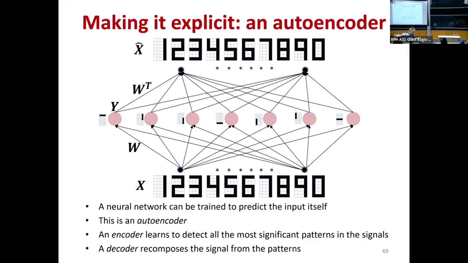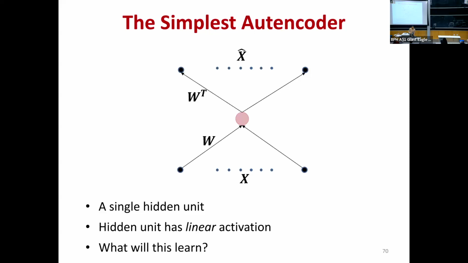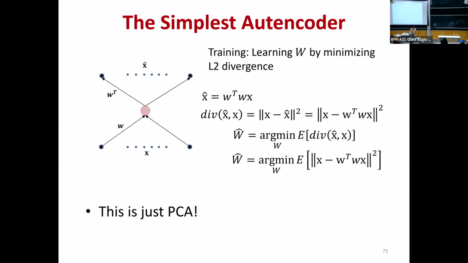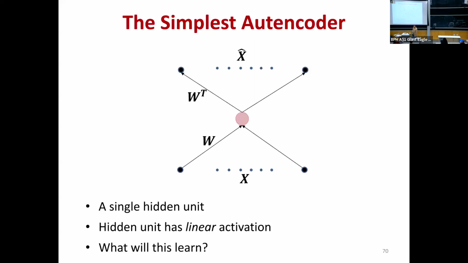Now, the simplest autoencoder, I have a complex one here, right? The simplest one would just have one hidden neuron. And to make it simpler still, I'm going to assume that that hidden neuron only has a linear activation. So I have this one hidden neuron here. It just takes in the input and computes w times the input. The activation is identity. And then I'm multiplying the output activation by the weight matrix, and I'm trying to reconstruct the input. What will this learn? Now, I'm going to explicitly train this to minimize the error between the reconstruction and the input. So if I do this, what will it learn?